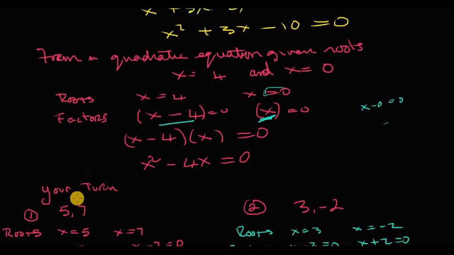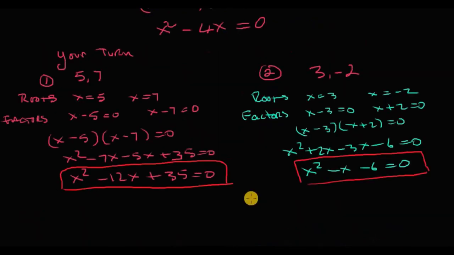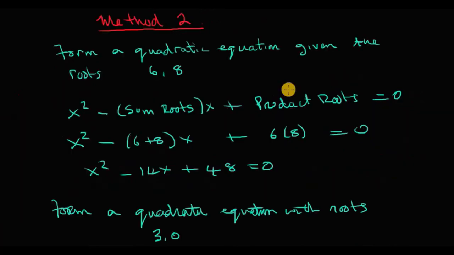Okay, now it's your turn. Here you are forming a quadratic equation if you're given the roots 5, 7 and 3, negative 2. You can see the start here. See if you can multiply these out to get the quadratic equation. Press pause in the video and have a go, and when you're done, see if you get it right. Okay, there's the solution to these two. I hope you got them right. Let's move on to the next part.